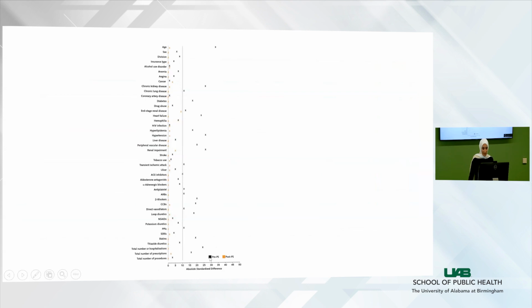You can see that the black dots are the pre-matching cohort, whereas the yellow dots are our post-matching cohort. What you want to see in this figure is that everything moves from the right side to the left side when you do the matching. We can see all of the orange dots here are below 10%, suggesting that by using propensity score matching, we achieved adequate balance in all variables.